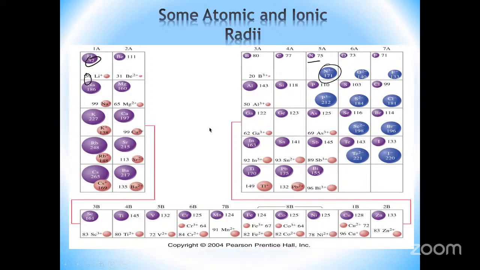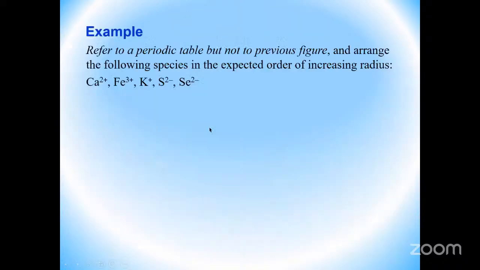Okay, so another example to look at. Refer to the periodic table only and do not cheat by looking at the other previous figure. It says arrange the following species in expected order of increasing radius, all right? So what I would do, again, is look at the number of protons versus electrons, because if I can identify an isoelectronic series, then that makes life a lot easier.